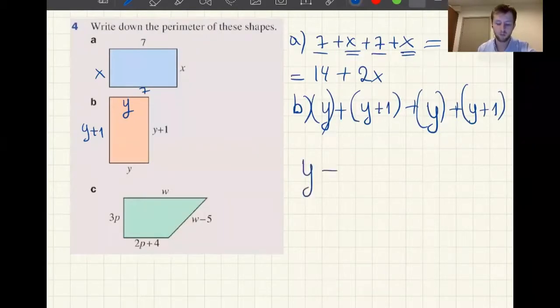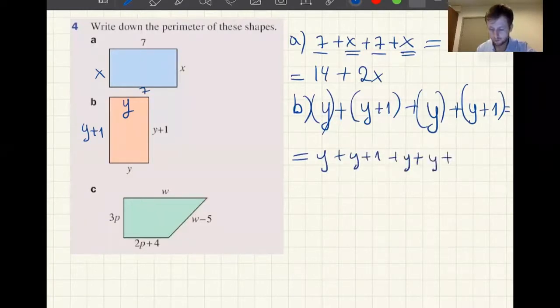I know we don't really need these brackets, but it's good practice because sometimes you have a minus. If you have y minus y plus 1, it's going to change something. So it's good practice to use brackets for expressions like y plus 1. You don't always need it, but when you do, it's good to have. So we go y plus 1 plus y plus y plus 1 equals, so we have 1, 2, 3, 4 y, so 4y, and we have 2 ones, so 4y plus 2 is the answer.